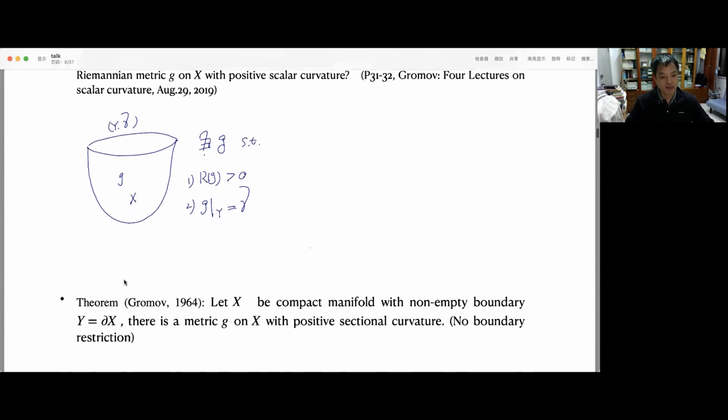There is a related problem, with an early result proved by Professor Gromov. That is, for any compact manifold with non-empty boundary, we can always find a metric with positive sectional curvature, but it has no requirement on the induced metric of the boundary this time. Okay.